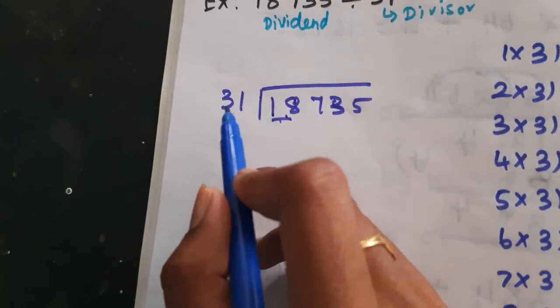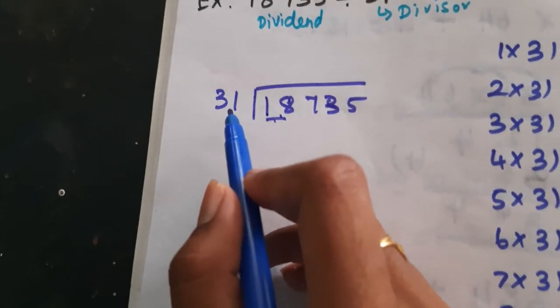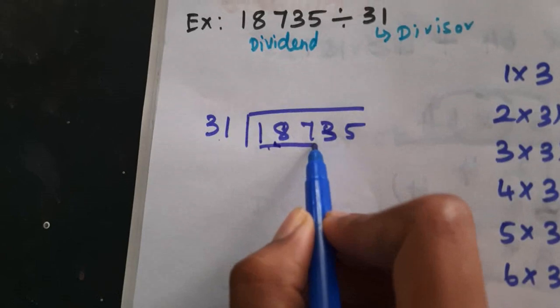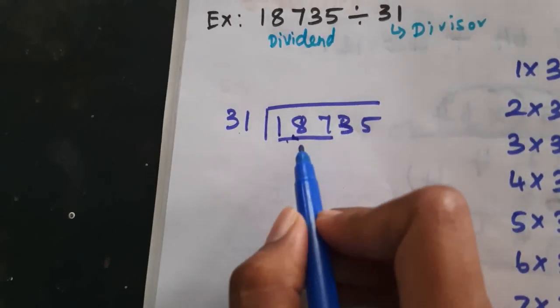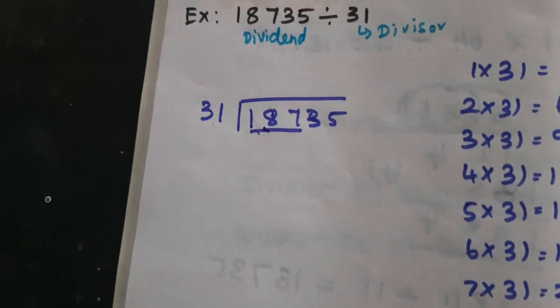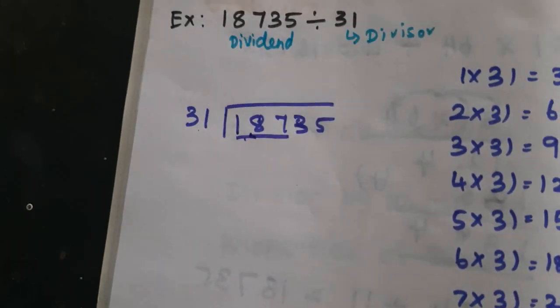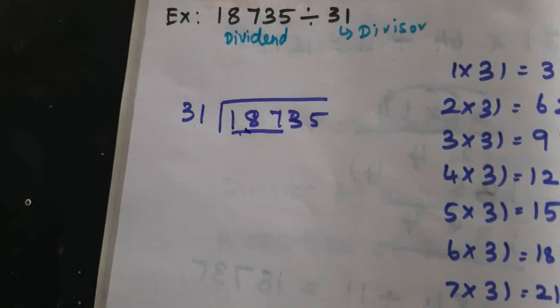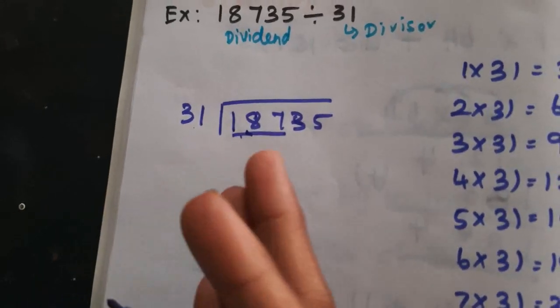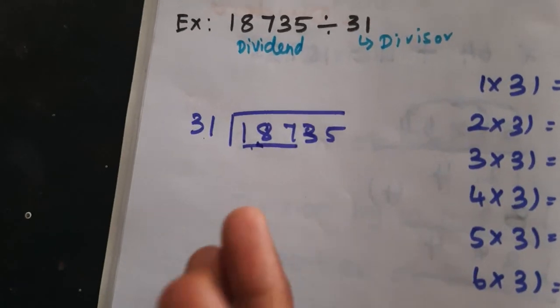31. So if the divisor is greater, you have to add one more digit. You have to see one more digit, that means a 3 digit number. Why? Because the dividend should always be the greater number, since we are using subtraction. That purpose only I told you. So always the dividend number is the greater number.